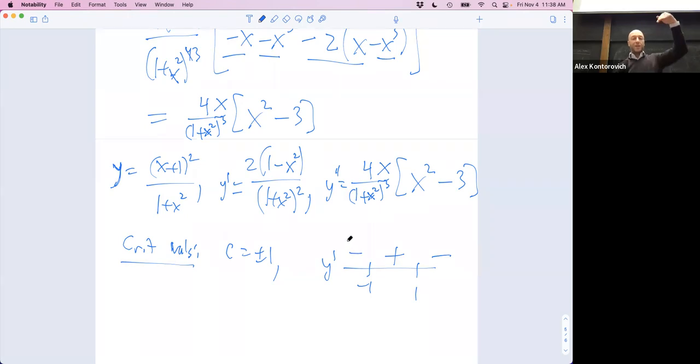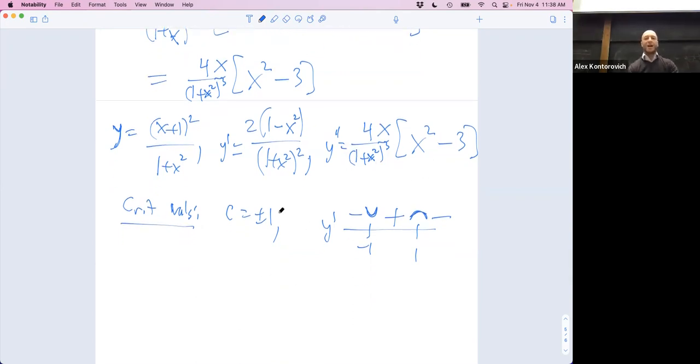Great. If I was decreasing and then I become increasing, then I was a local min. If I'm increasing and then I become decreasing, local max. Okay, so at 1 and -1, I see local mins and maxes. Let's check that against y double prime. So where are my potential inflection points?